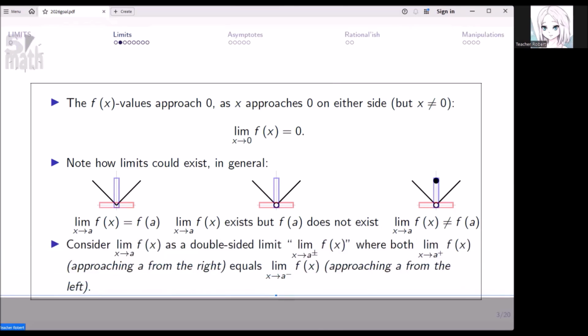Consider limit as x approaches a of f of x as a double-sided limit here, where both limit as x approaches a from the positive, f of x, approaching a from the right, equals limit as x approaches a from the minus, f of x, approaching a from the left.